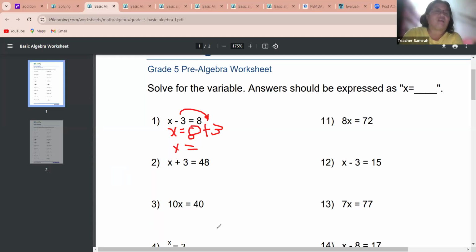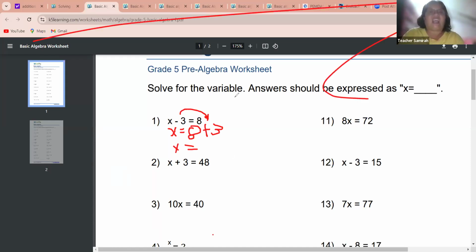I cannot actually see the cursor. Sorry about that. That is why I cannot write the number 11. But 11 is actually correct. Okay, next.